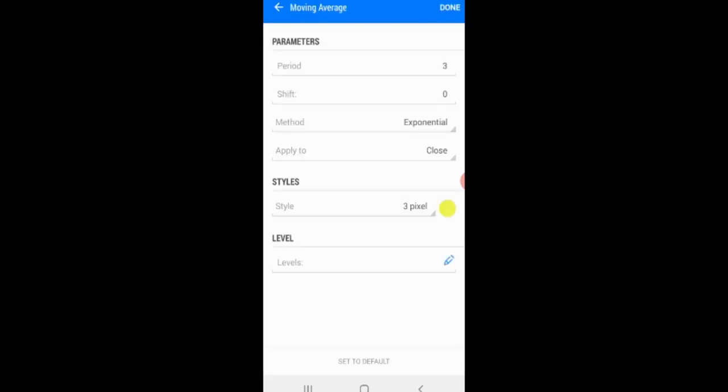The moving average, period 3, just like mine now. Shift 0, method exponential. Apply to typical price. Then the style is 2 pixel. Then you can use any color of your choice, but I'll use yellow. So done.